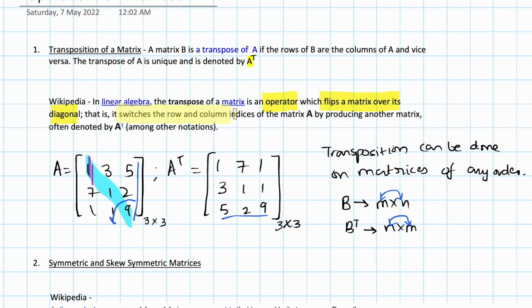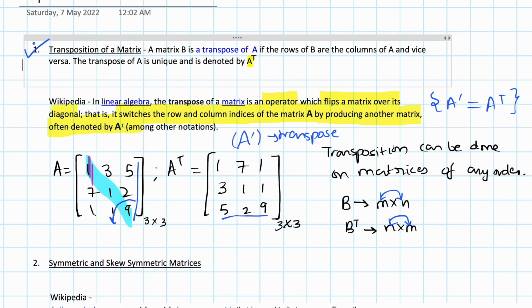That is, it switches the row and the column indices of matrix A, producing another matrix, often denoted by A transpose. So for the sake of convenience, I will be denoting the transpose by this. This is the transpose. This and this are the same. Let me just specify this here. This is the same notation. So we are done with transposition.